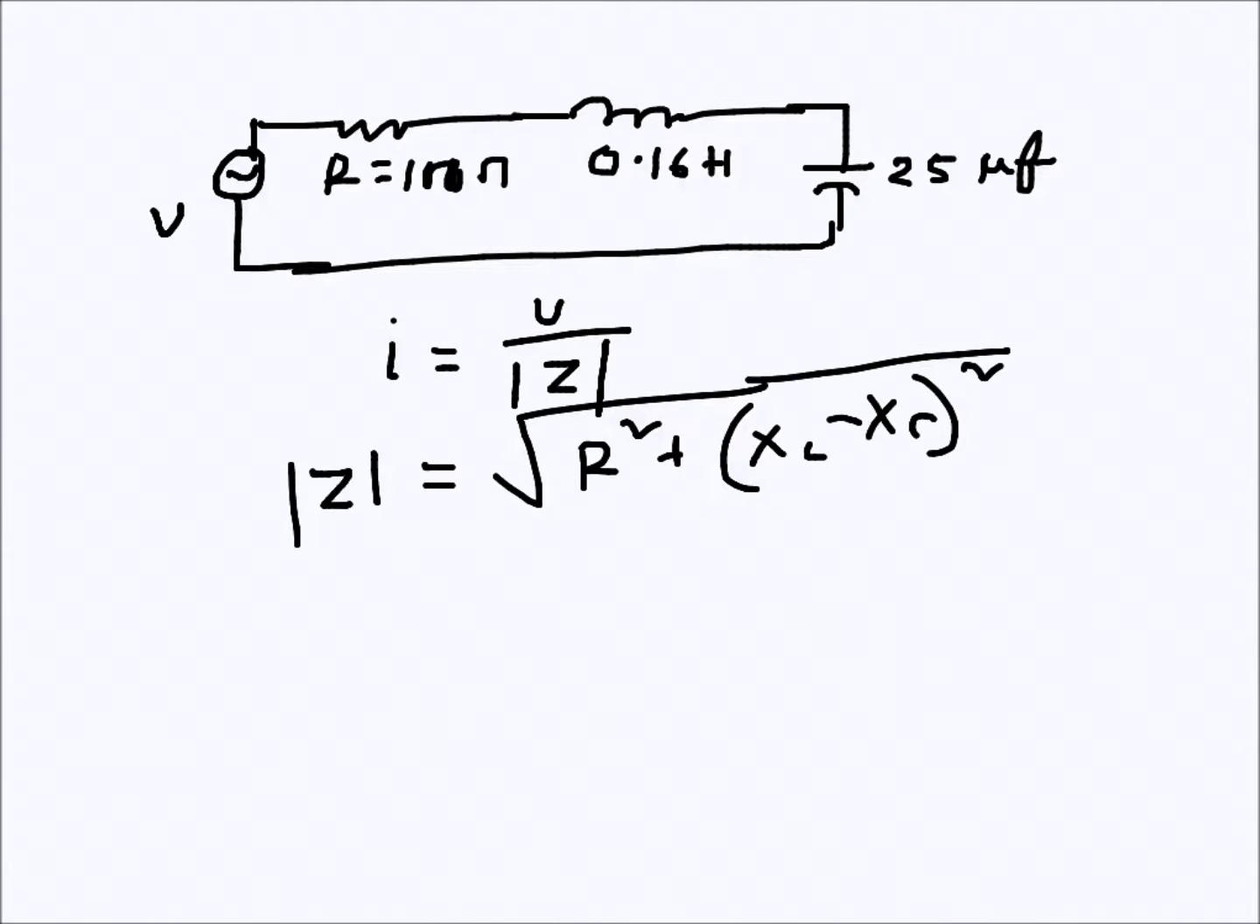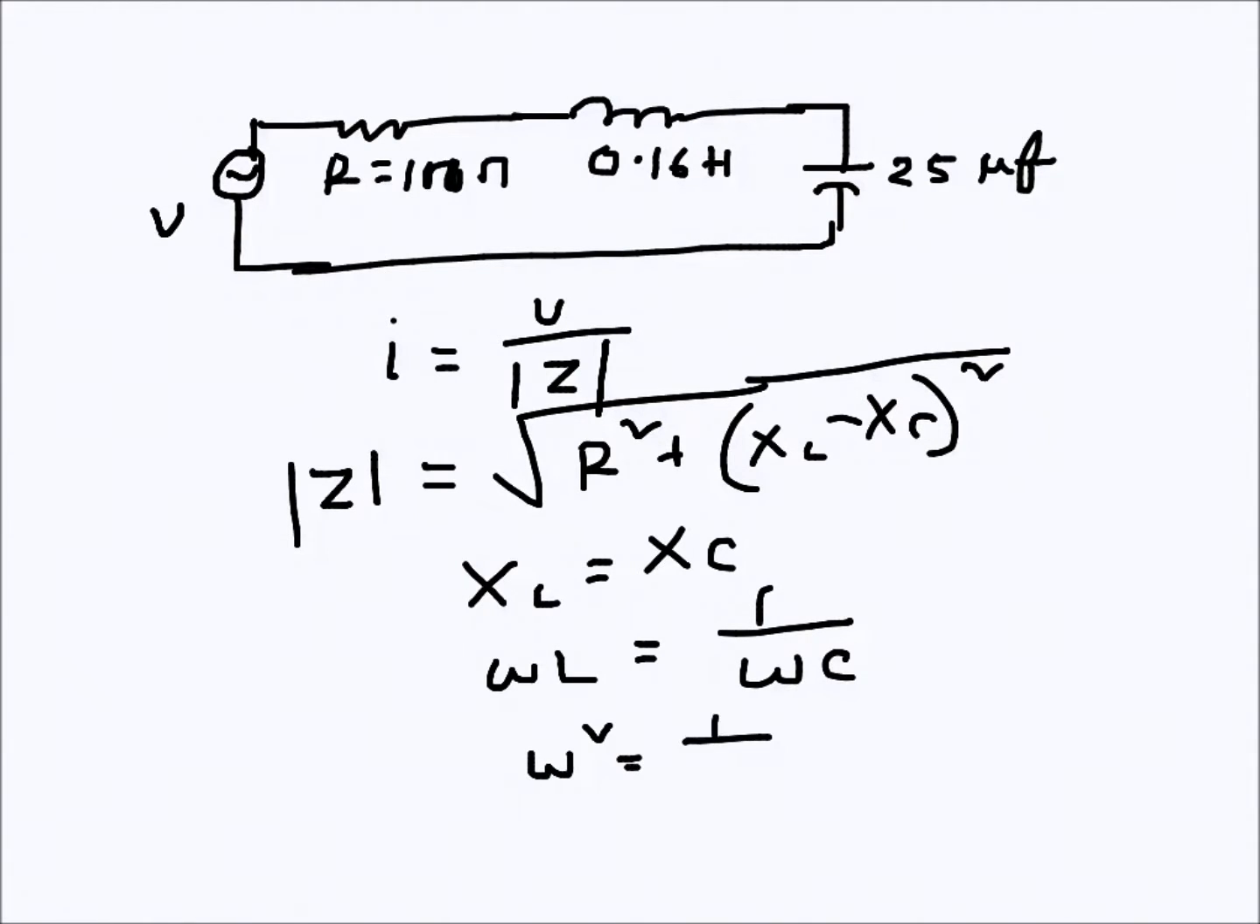Now when Z is minimum, the current will be maximum, of course, and that is possible since XL and XC have different signs. There is an angular frequency when XL will be equal to XC, of course there is an angular frequency. So that is the frequency when the current will maximize. So this goes something like this, and omega is 1 over square root of LC.